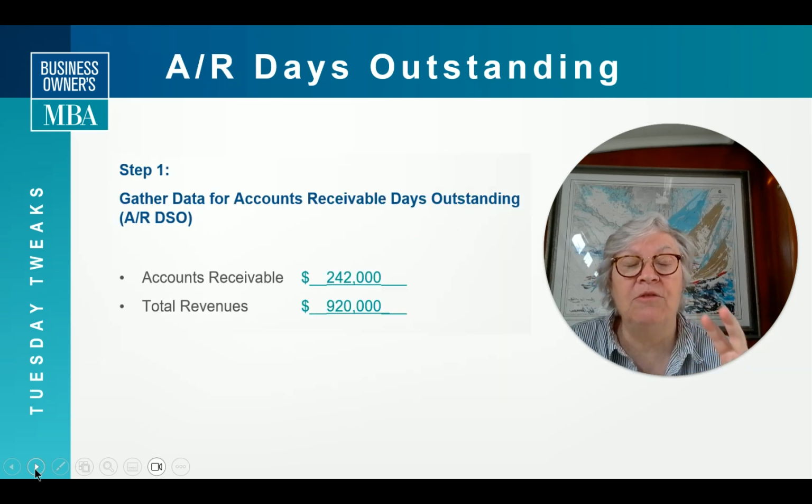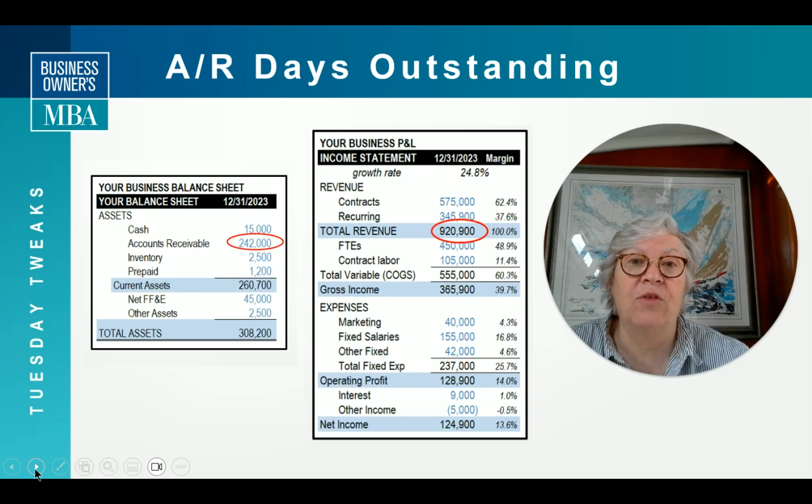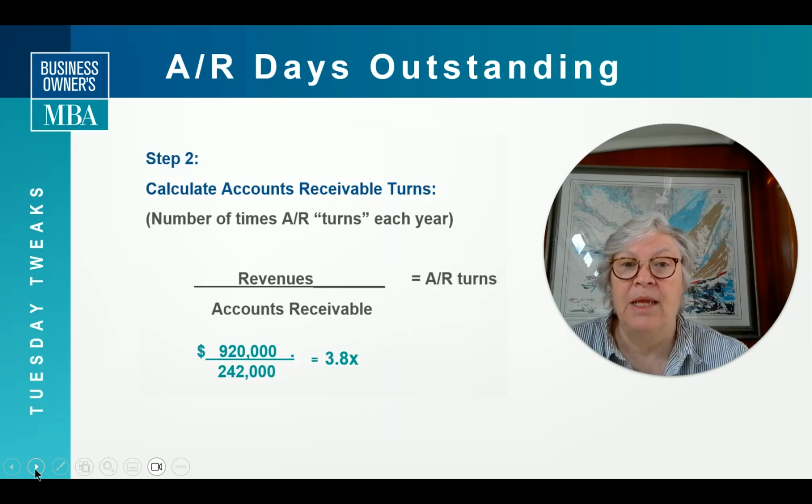The accounts receivable days outstanding is a combination of both your profit and loss and your balance sheet. Your first step is to get your accounts receivable for year end and then get your total revenues for year end. Here they are on this company's balance sheet and profit and loss. Next, you just divide revenues by accounts receivable and you get accounts receivable turns.